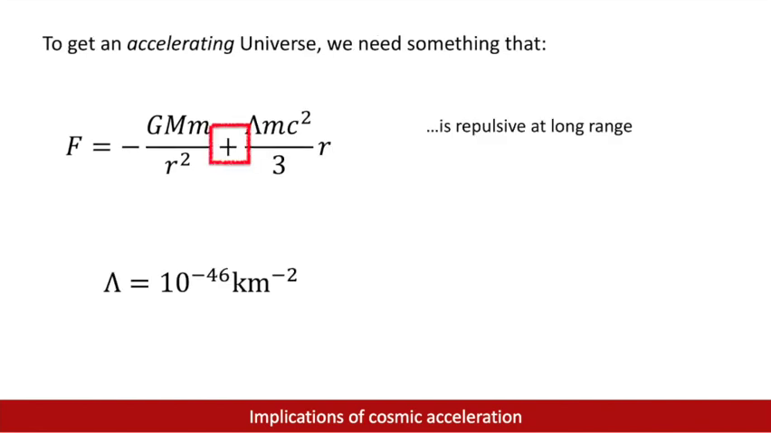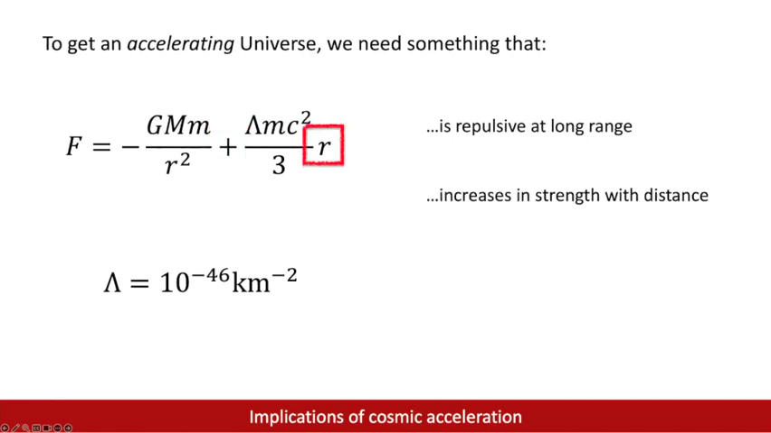And in order to explain that, you need something that acts repulsively. So that's a plus sign instead of the minus sign that indicates that gravity is normally attractive. So you also need it to increase, to get stronger as things get farther apart, because everything is getting farther apart, but the acceleration means that things are speeding up. And if this repulsive force is stronger as things get farther apart, that means it has to be weaker as things get closer together, right?